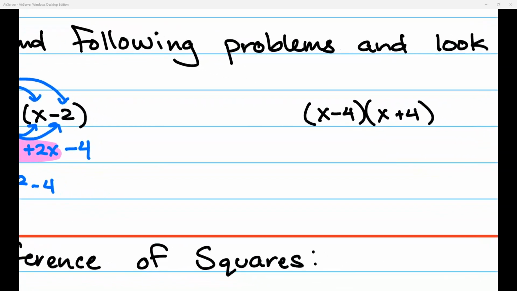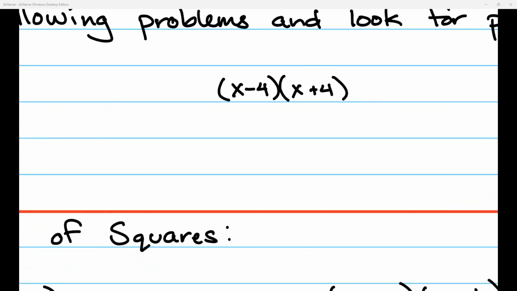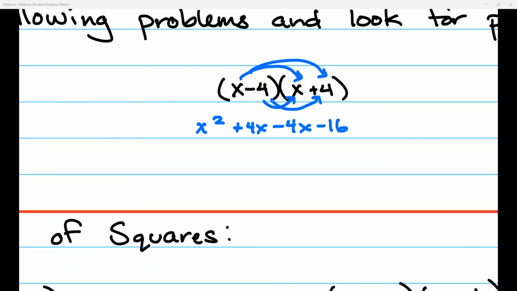Let's look at the next one. I'm going to do the same thing, going to go a little bit faster this time since hopefully you understand what's going on. It's going to be x times x, which is x squared, x times 4, which is 4x, negative 4 times x, which is a negative 4x, negative 4 times 4, that's a negative 16. Combine like terms. Oh, look at that, they canceled. I get x squared minus 16 as my answer.